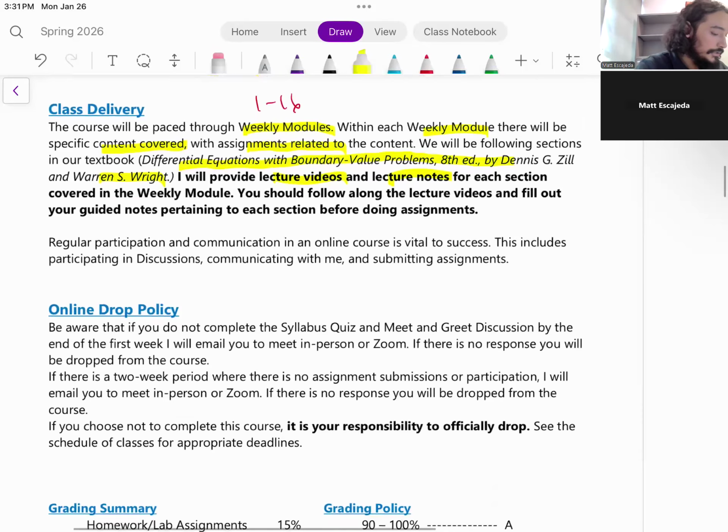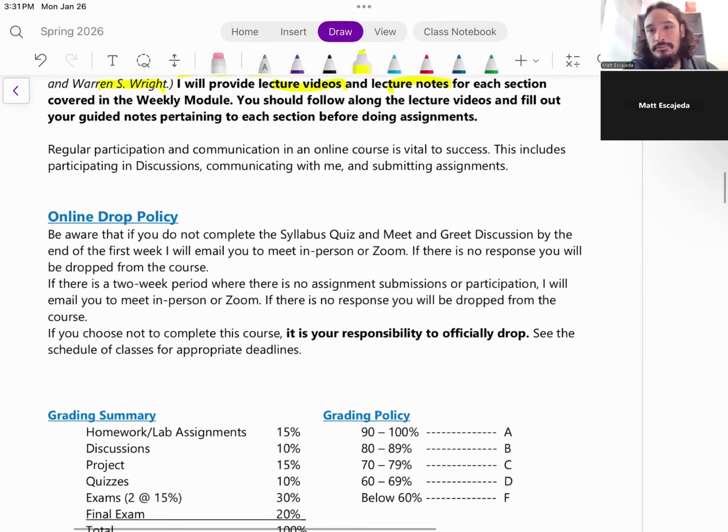What else? Online drop policy. So it's kind of like if it was an in-person class, if you're not there the first day or two, then you just get dropped from the class. So this is what the syllabus quiz and meet and greet discussion assignments are: if you don't do them, then you'll be dropped from the class. If you don't do them by the first week, you'll be dropped. And then, if you don't do anything for 2 weeks, you'll be dropped. And if you don't want to be in the class anymore, you'll be dropped. Okay, so you guys are in Math 240, so you should be well accustomed to being studious and being students. So I'll leave that up to you.